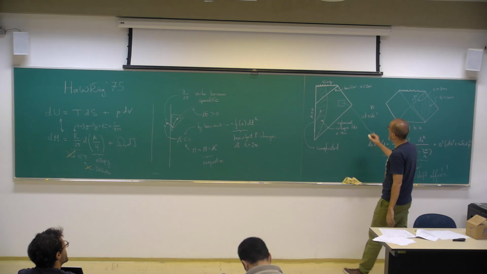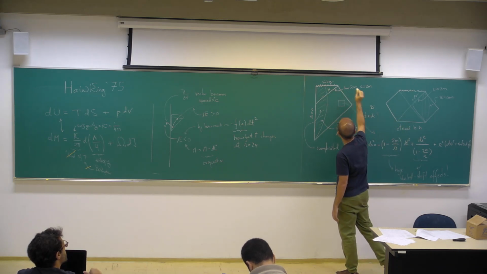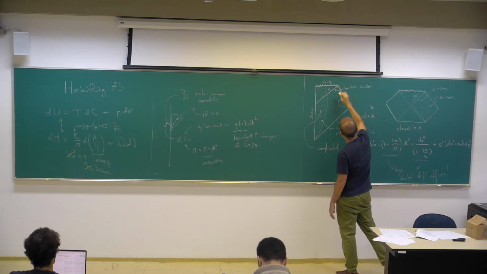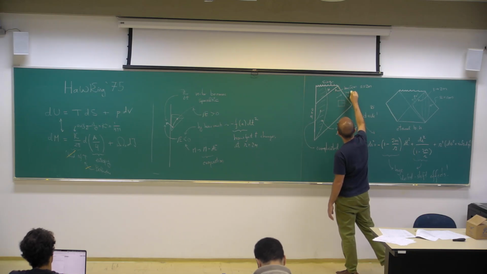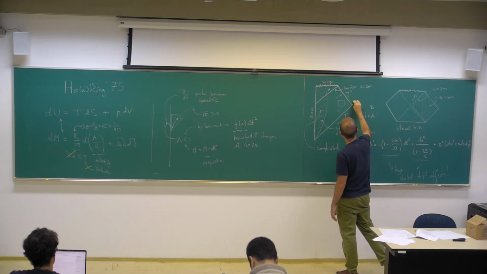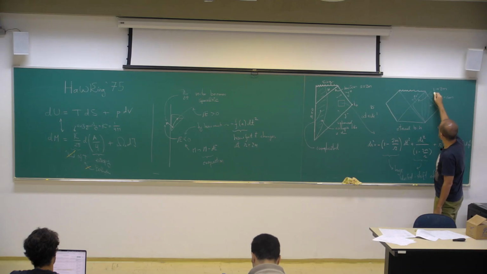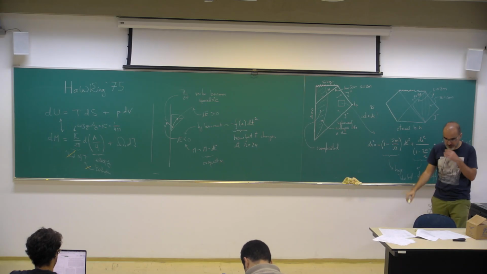So let's also set up the notation. Let's call this horizon H. This surface here where light rays end, Scri plus. This where light rays come from, Scri minus. This point at infinity, I0.